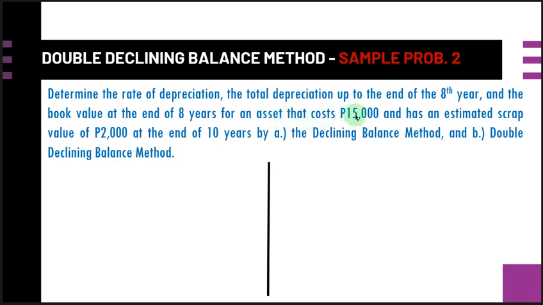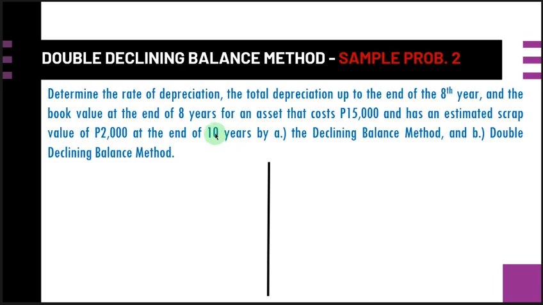For an asset that costs 15,000 pesos and has an estimated scrap value of 2,000 pesos, so actually our CO is just equal to this 15,000 pesos, and our scrap value or the trade-in value is just 2,000 pesos, which is our CL. At the end of 10 years, meaning this 10 years is just our useful life L. So you just have to remember that the N is always less than your L. N years is always less than the L years. So our N here is 8 and our L is just 10 years.